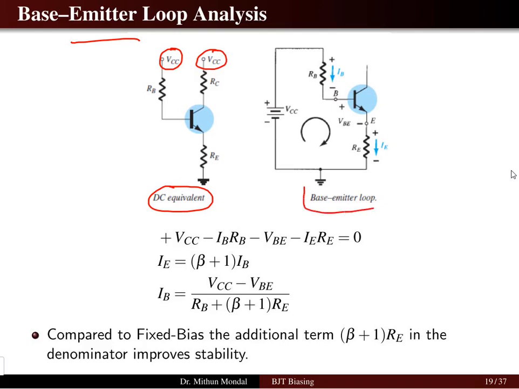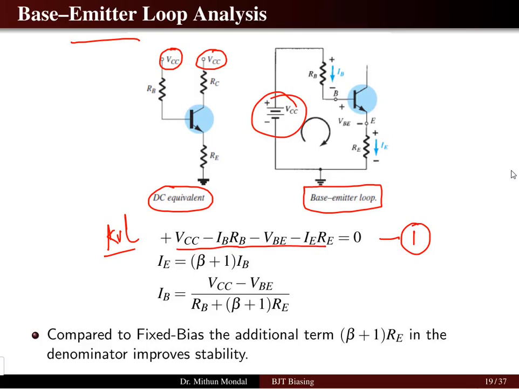And then in the base-emitter loop, we can write the KVL equation. The KVL equation would be the total voltage supplied by VCC and the drops associated with the different parts of the network, involving the base resistor and the emitter resistor. There is a voltage drop in the base-emitter junction also. We also know that the emitter current is beta plus 1 times the base current.